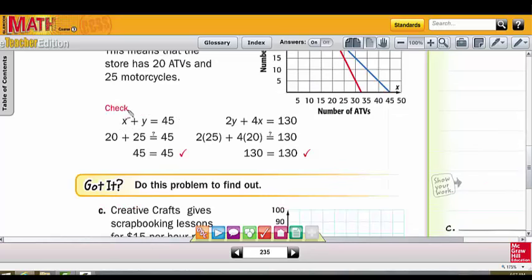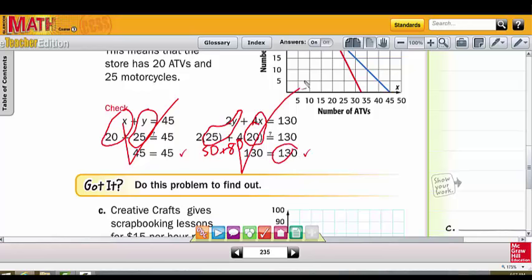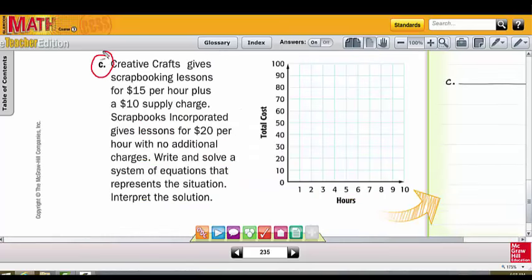So we're going to put 20 in for x, 25 in for y, 20 in for x here, 25 in for y here. Do the math, and we have 20 plus 25 equals 45. That one's a check. And we do the math here. We have 2 times 25 is 50, plus 4 times 20 is 80, and 50 plus 80 is indeed 130. We have a check there. Our solution works. Please press pause and do letter C.